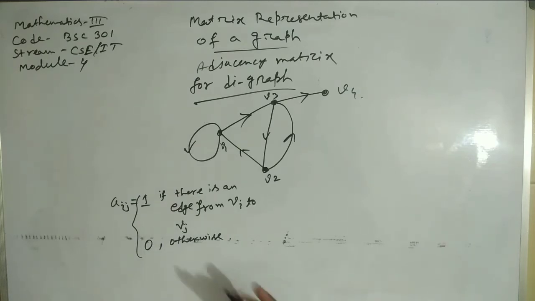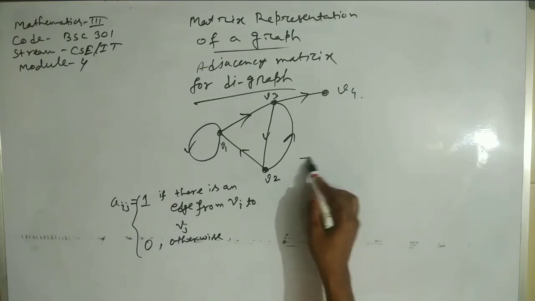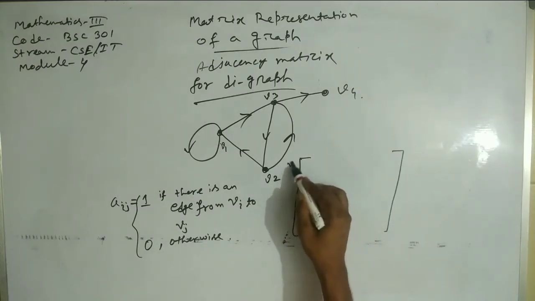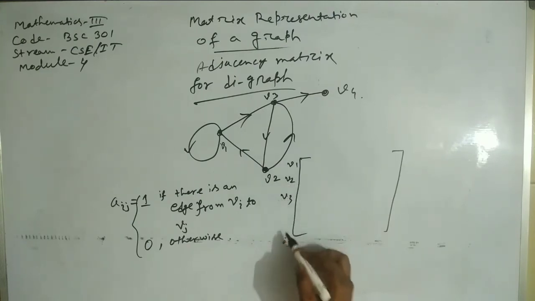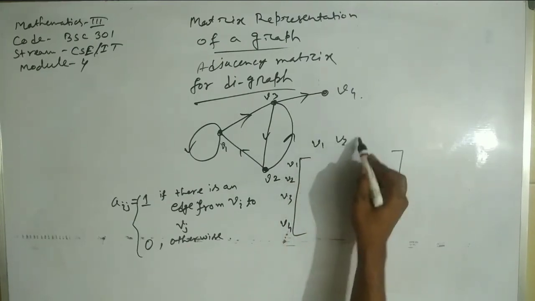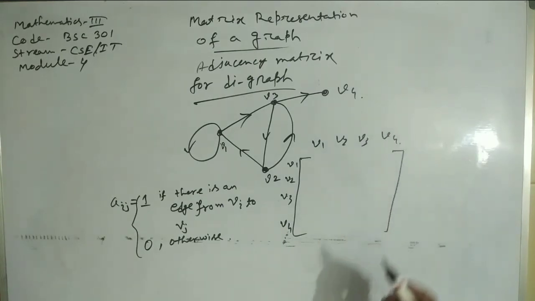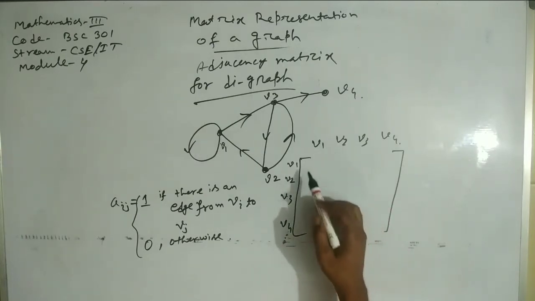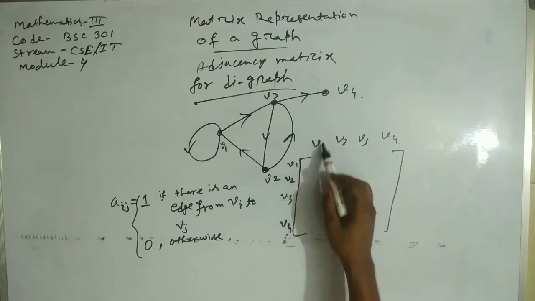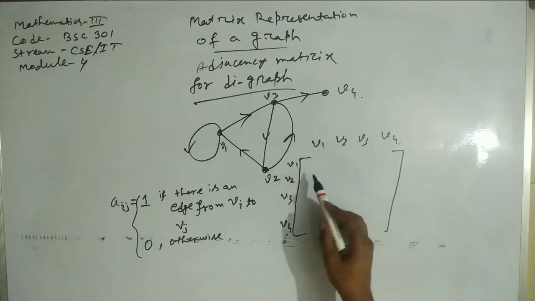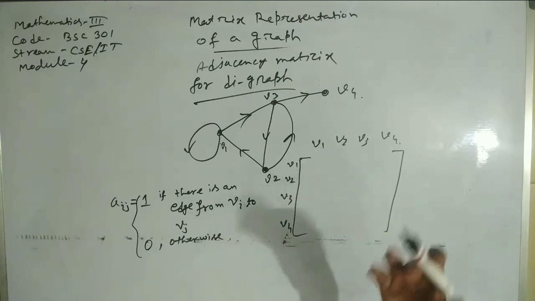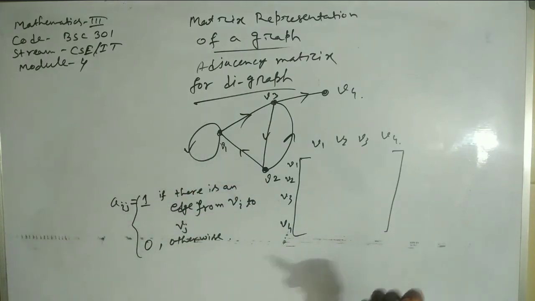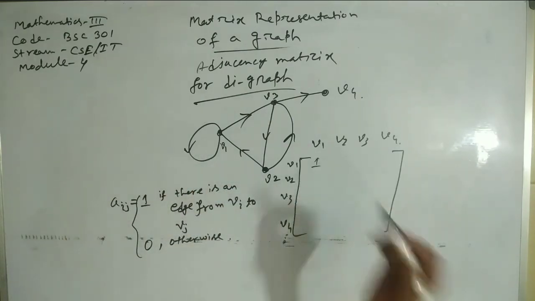Now if we follow this rule and try to write the adjacency matrix of this graph, there are 4 vertices, so there will be 4 rows and 4 columns, V1, V2, V3, V4. Now for this element, we see that the name of the row is V1 and the name of the column is V1, that is A11. So you have to see if there is a directed edge from V1 to V1. You see that there is a self loop from V1 to V1, so there will be 1.